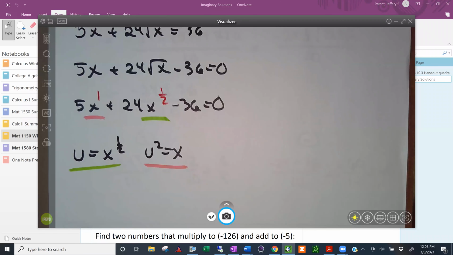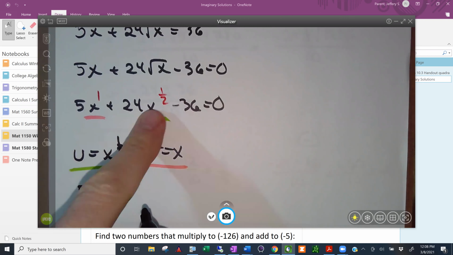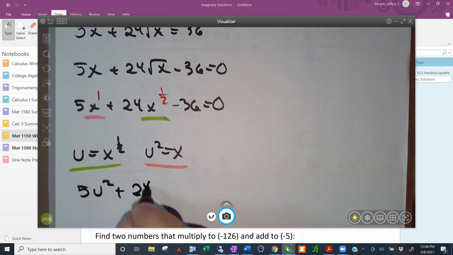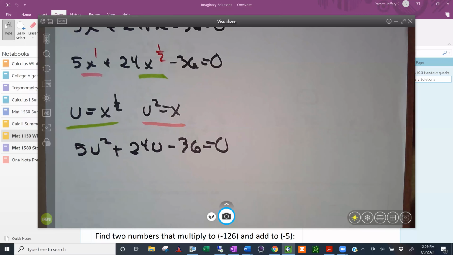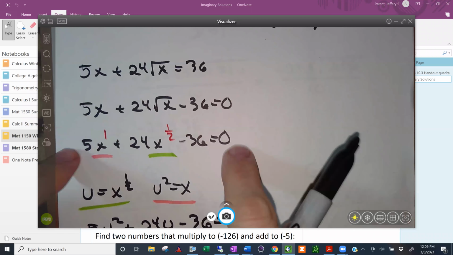We can now write this as 5u squared, right? Because instead of x to the first power, I can write u squared. Instead of x to the 1/2 power, I can write u. Now, this is just a temporary little fix to get around the fact that, boy, this is looking really ugly.